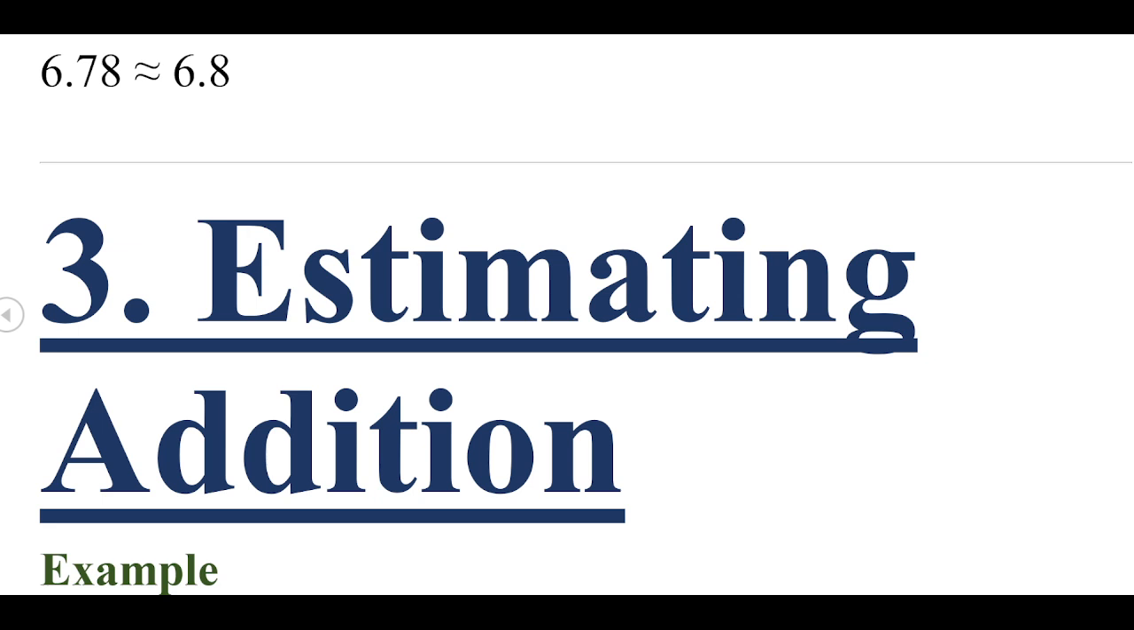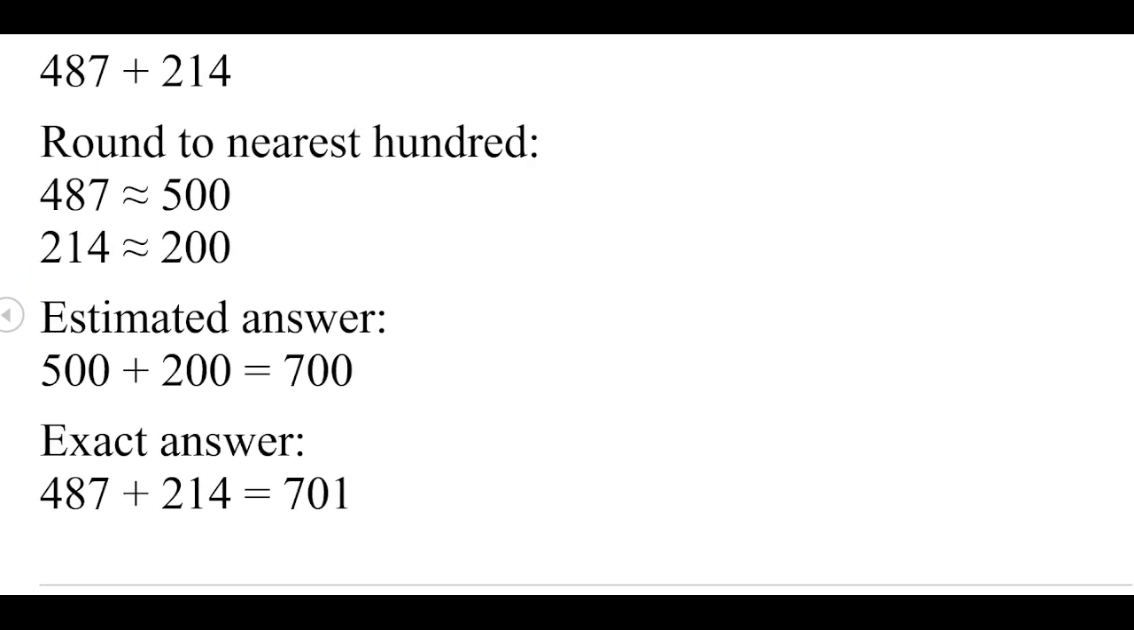Estimating operations involving addition. So we can see estimating addition. Instead of adding the exact numbers, round them first to make them easier to work with. For example, 487 plus 214. Round both to the nearest hundred: 487 is approximately 500 and 214 is approximately 200. Add the rounded numbers. 500 plus 200 is equal to 700. So the estimated answer is 700 while the exact answer is 701.